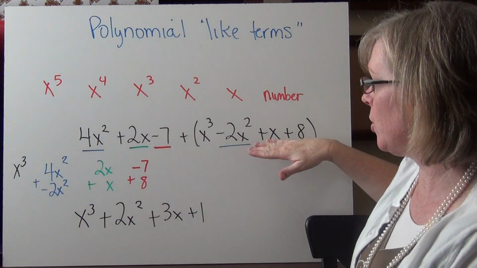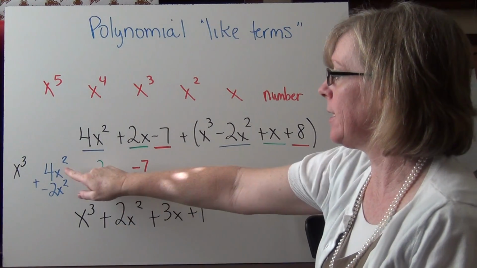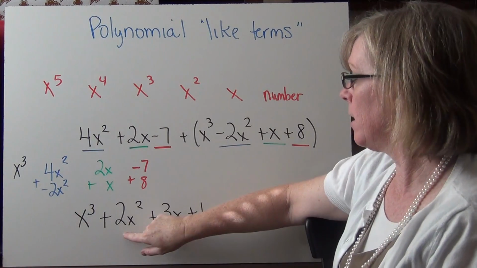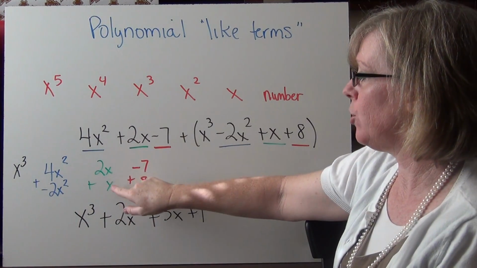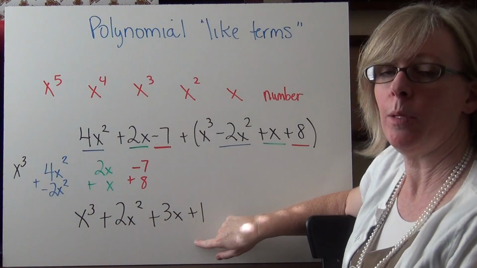My final addition would be that x to the third, then 2x squared, because I had a 4x squared and a negative 2x squared, then a 3x, because I had a 2x and a 1x, and then a negative 7 and 8 gives me 1. That would be my combined terms.